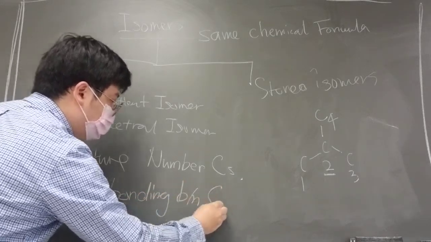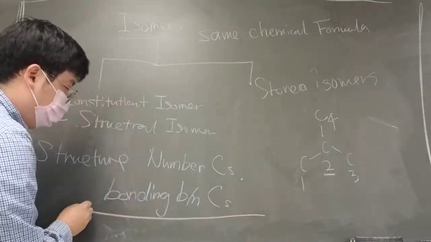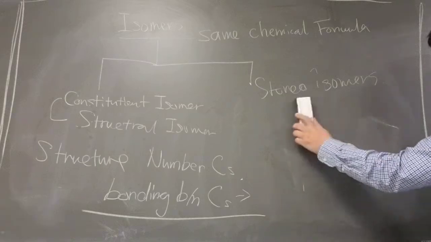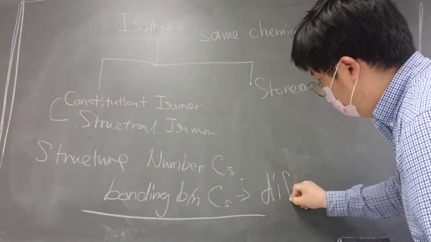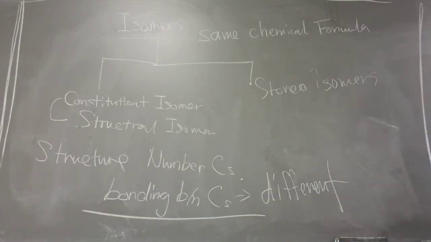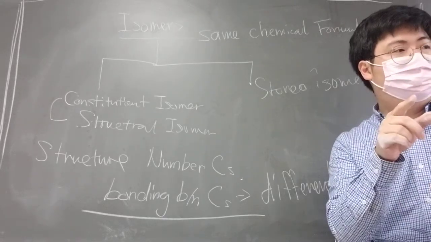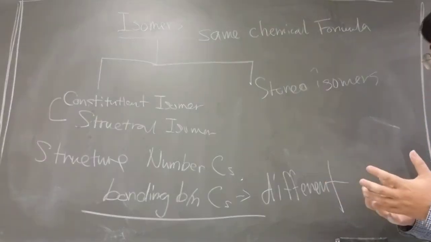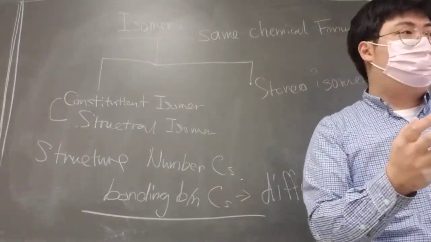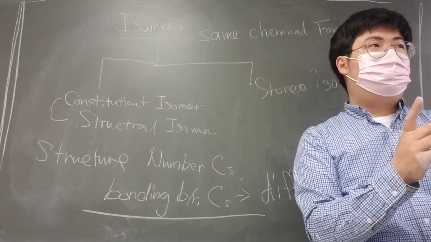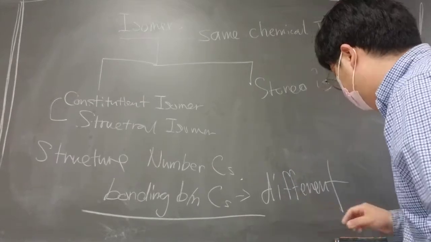So in constitutional or structural isomers, the bonding between two carbons is different. Whenever you number the carbons in the compound or alkane and count the bonding, what type of bonding there is between each two different carbons, if they're different, we call them constitutional or structural isomers of each other. Does it make sense? We good? Okay.